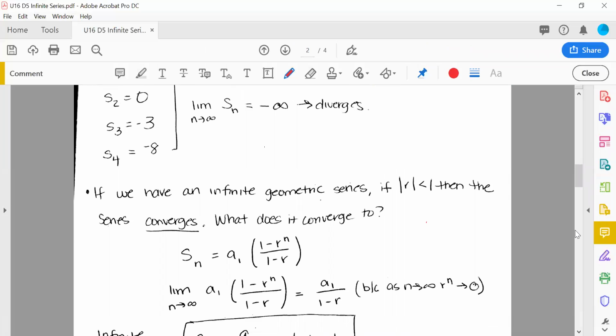Any number that is between positive 1 and negative 1. Okay, so I'm just going to say this. If your R value is between negative and positive 1, the series converges and an infinite sum exists.